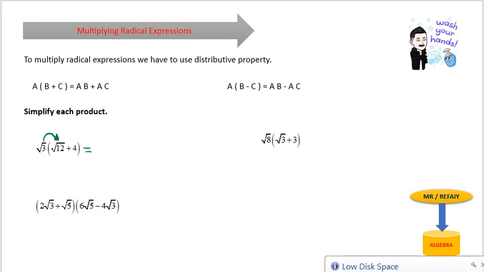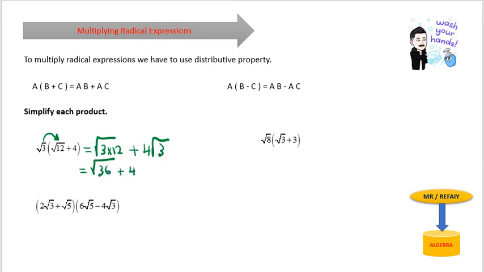So here you have to multiply root 3 times root 12, it will be root 3 times 12. And here we have an addition sign, so write addition. Root 3 times 4 will be 4 root 3. Root 3 times 12 is root 36 plus 4 root 3. Okay, root 36 is equal to 6 plus, and 4 root 3 is the simplest form. And this is the final answer.